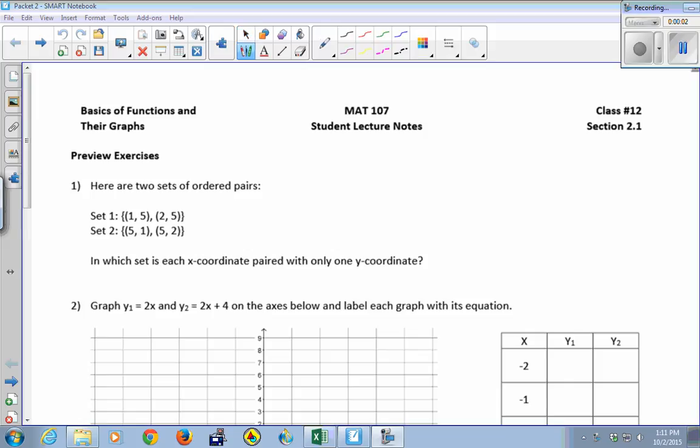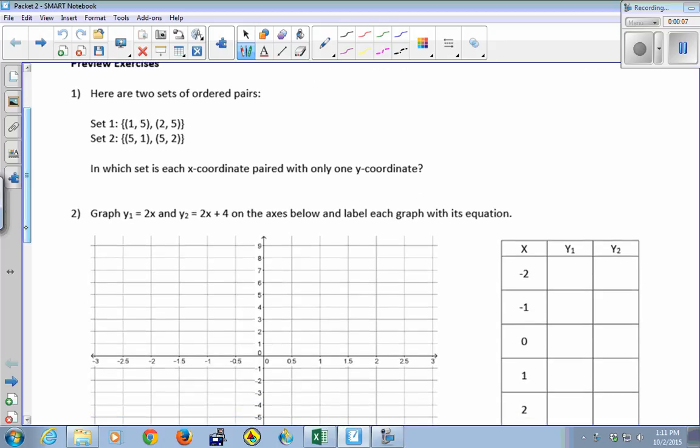All right, so we have two sets of ordered pairs, set 1 and set 2. In which of these two sets is each x coordinate paired with only one y coordinate? Each x paired with only one y.